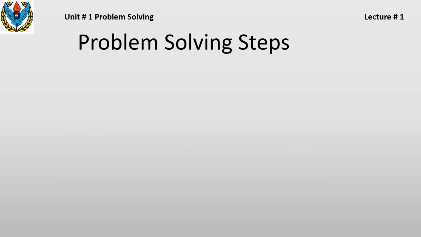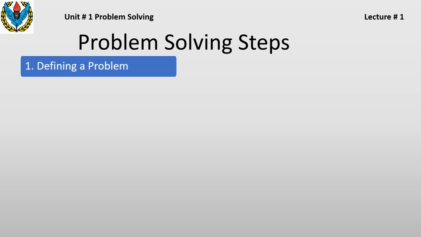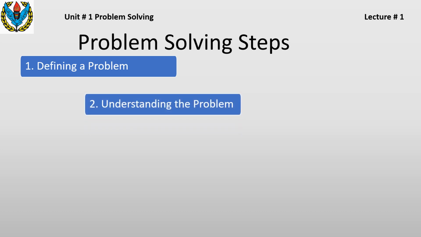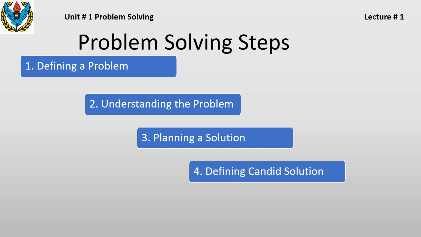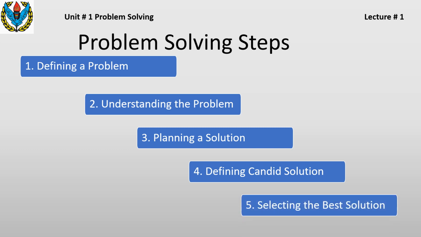Now we will learn how many steps there are in problem solving. Here are the 5 basic steps to solve a problem. Number 1 is defining a problem. Number 2, understanding the problem. Number 3, planning a solution. Number 4, defining candidate solutions. And the last one is selecting the best solution. Now we will go through the 5 steps of problem solving one by one.